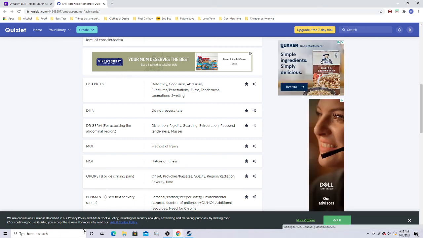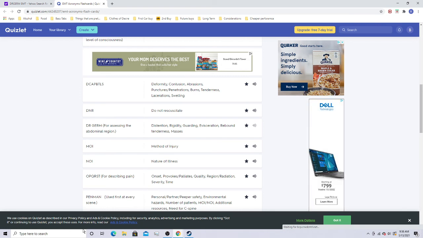Another thing with trauma assessments, people stop at the butt way too often. You want to go down to the legs, because at the legs there could be a lot of different things that cause that wound or cause the trauma. So you want to check them regardless. Along with that, DCAP-BTLS: deformity, contusion, abrasion, punctures, penetrations, burns, tenderness, laceration, swelling. Always remember that stuff.